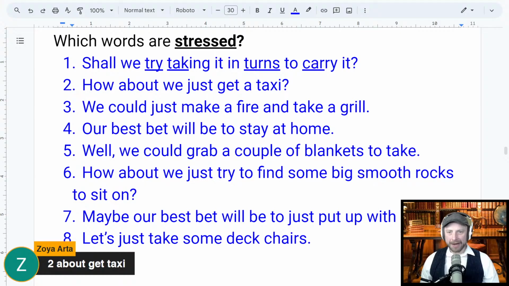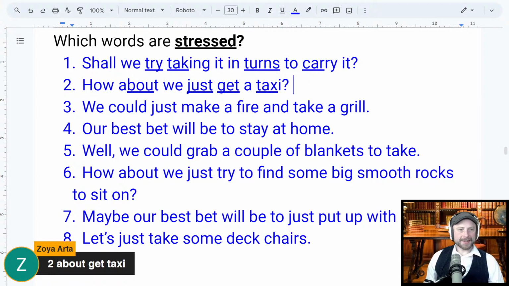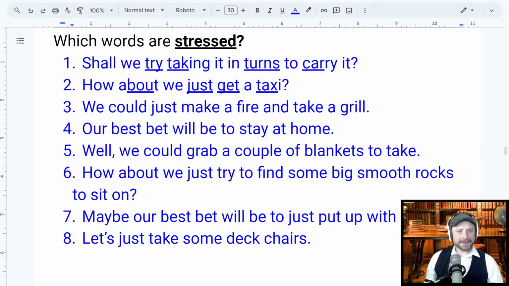So Zoya's gone for about get taxi. Let's have a look. How about we just get a taxi? So I would go for about just get taxi. How about we just get a taxi?